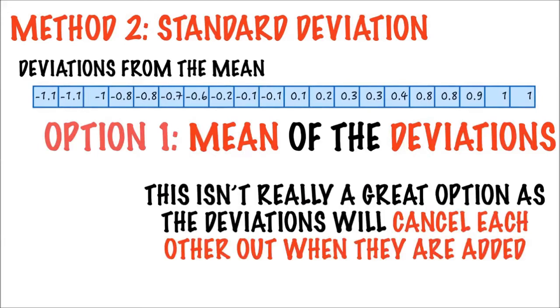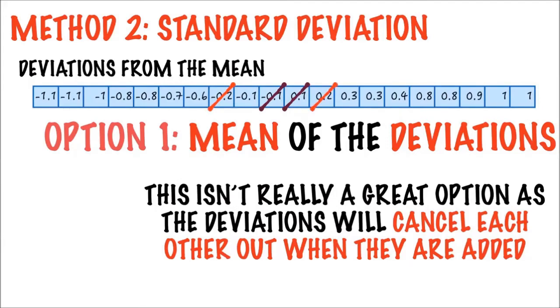The first brain dead option is to just take the average of these deviations. Unfortunately, this will not work even with the dumbest of bosses, simply because the deviations from the mean, by definition, will all sum to 0. If you were to calculate all of the deviations from the mean and if you were to add them all up, you would be left with 0.